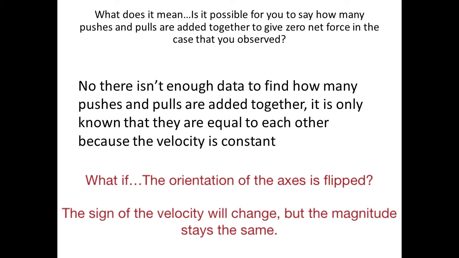What does it mean? Is it possible for you to say how many pushes and pulls are added together to give 0 net force in the case that you observed? The answer is no. There isn't enough data to find how many pushes and pulls are added together. It is only known that they are equal to each other because the velocity is constant. If the velocity weren't constant, then the F net would not be equal to 0.